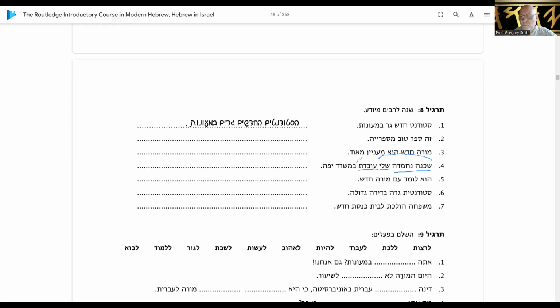Ovedet, that comes from avad, work. Let's see here. Bamisrad, I think that's an office. Yafe, in a beautiful office. Bamisrad Yafe. Yeah, in a nice office. Bamisrad Yafe and Ovedet. So notice that it's using Ovedet for neighbors. It's using a feminine gender here. Okay, so what do they want us to do here?